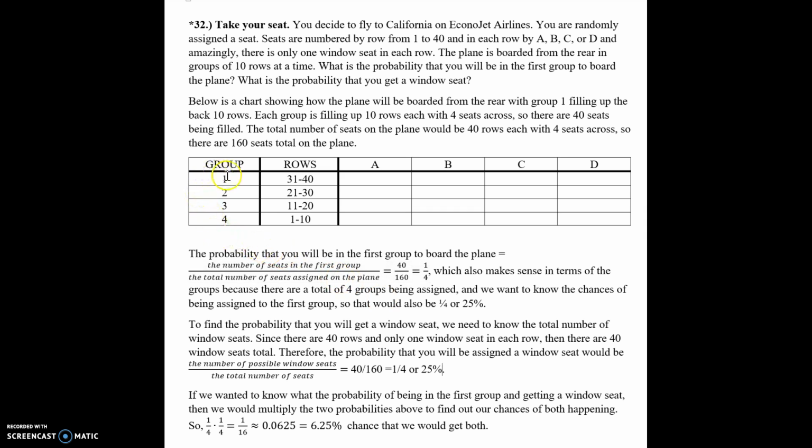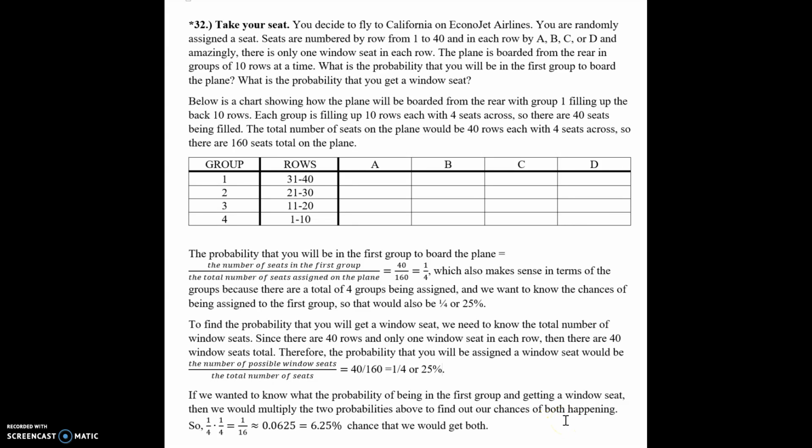You can also look at that in terms of the groups. There are 4 groups, and we want to know the chances that we'll be in this first group. So that would also be 1 out of 4, or a 25% chance. To find the probability that you will get a window seat, we would need to know the total number of window seats. And since the problem said there is 1 window seat in each row, and there are 40 rows, that means we will have 40 window seats total. So the probability that you get assigned to a window seat is 40 out of 160, or 1 out of 4, or 25% also.